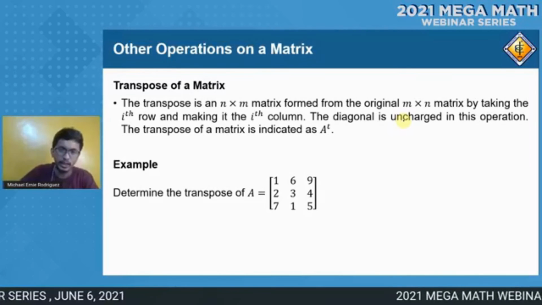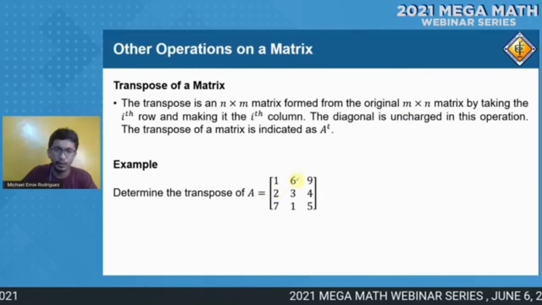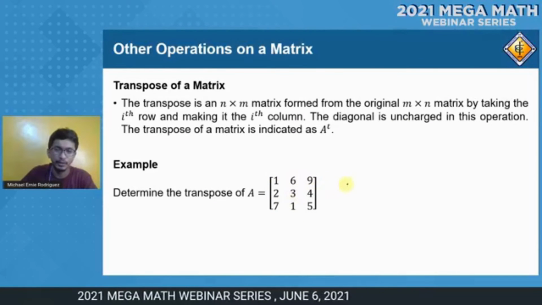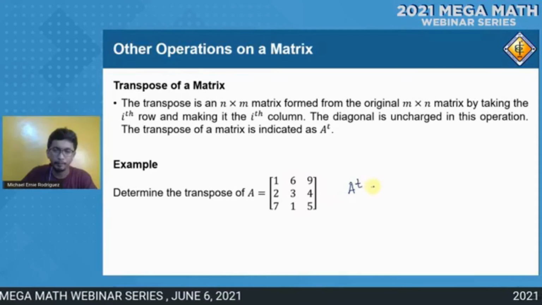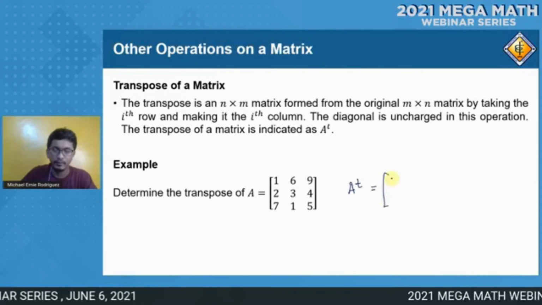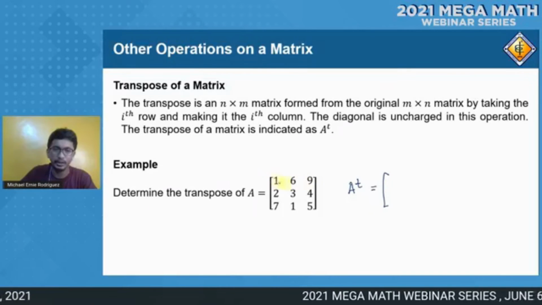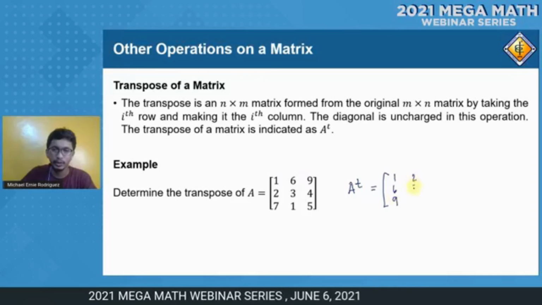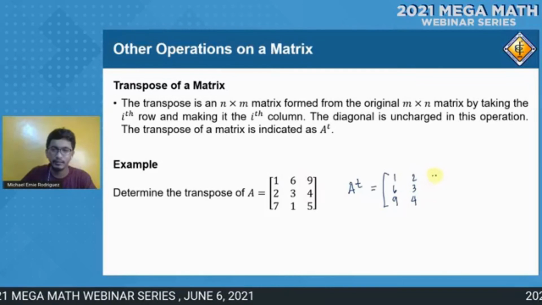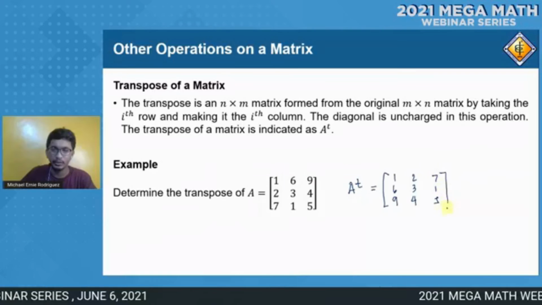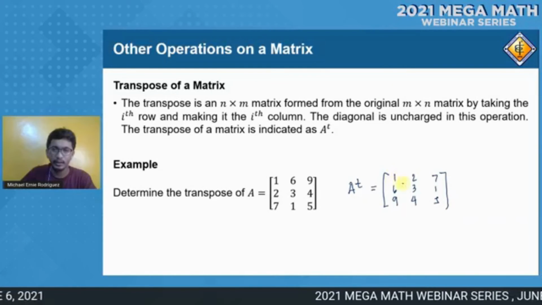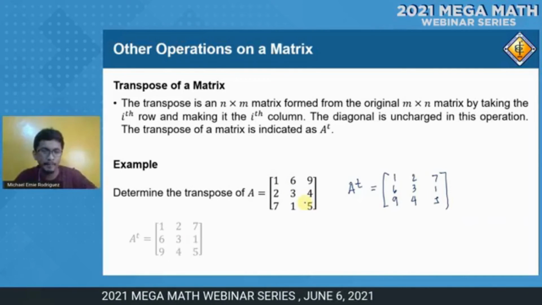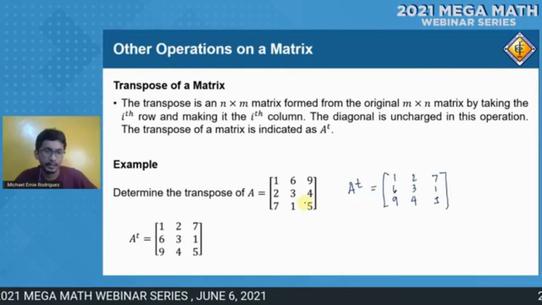So, para makuha yung transpose niyan, di ba, yung row, gagawin natin column. So, ang transpose nito, okay, so we have itong row, gawing column. So, we have 1, 6, 9, 2, 3, 4, and then 7, 1, 5. Take note, hindi nagbago yung diagonal. Ito, 1, 3, 5, 1, 3, 5. So, pag nag-transpose ka, hindi mababago yung diagonal.